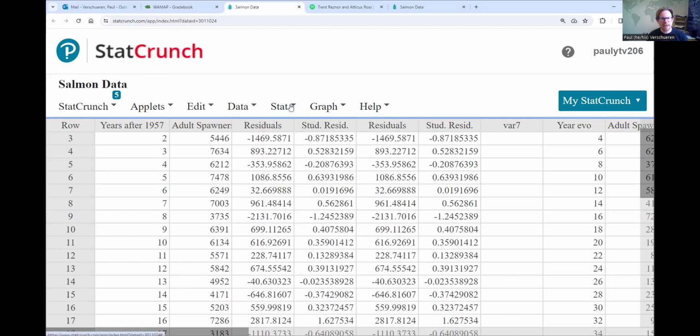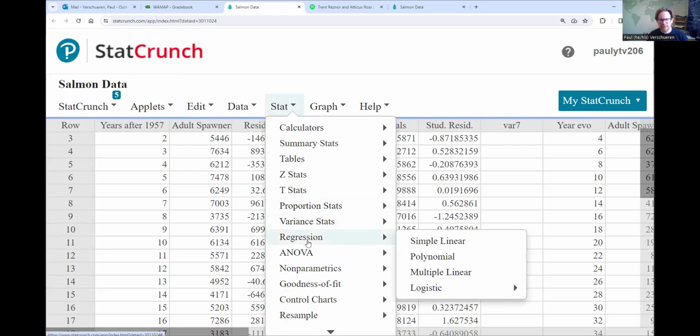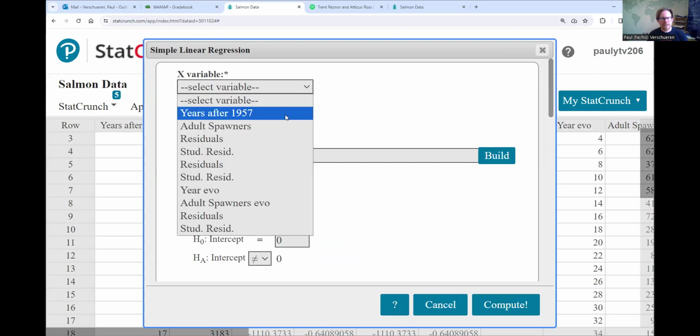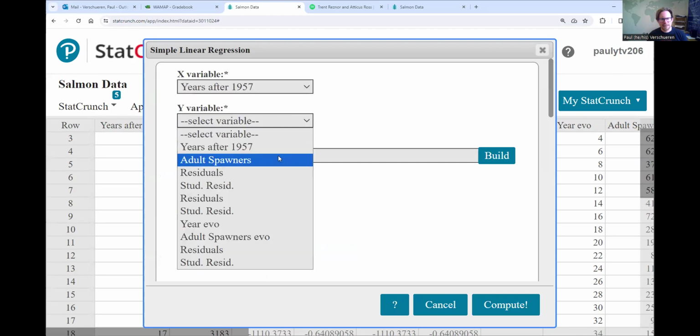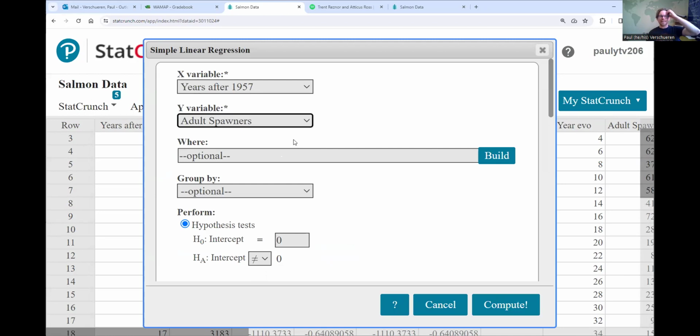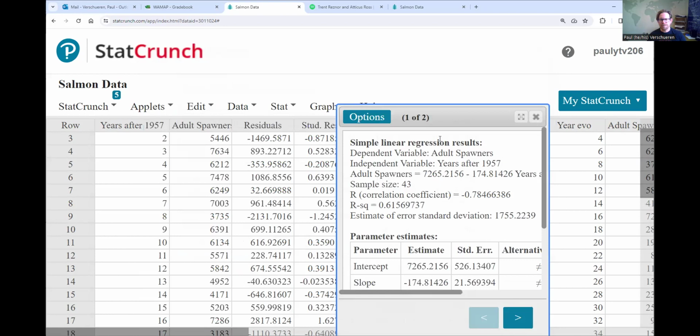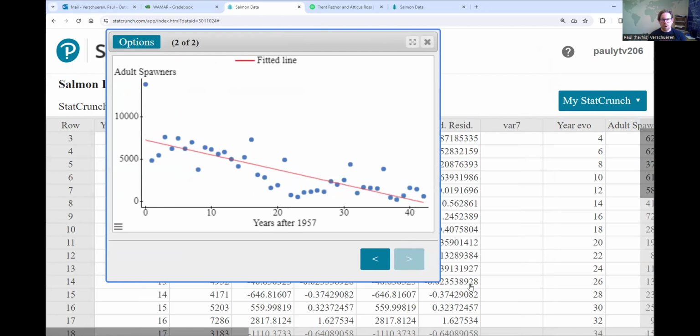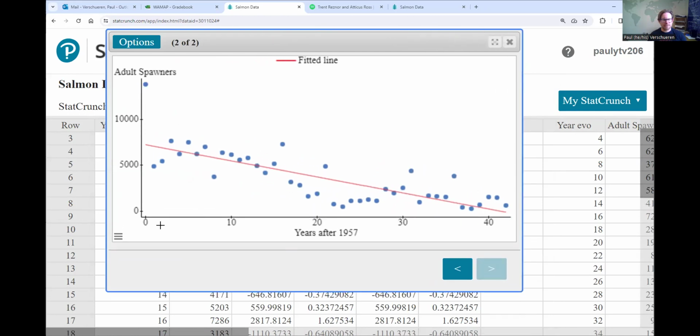So I'm going to bring this up. Stat, regression, meaning make a line that summarizes a two-variable data set, simple linear. If we select years after 1957 as our X and adult spawners, the salmon count along the Columbia River at a certain location, as our Y, and hit compute. Before I show you the summary, I'm just going to show you the graph.